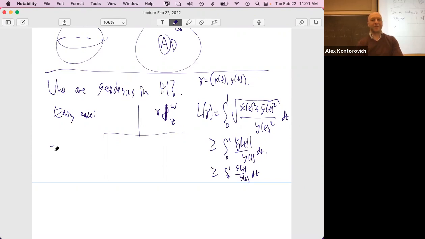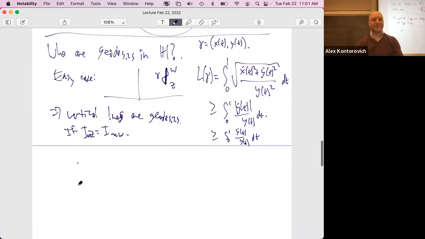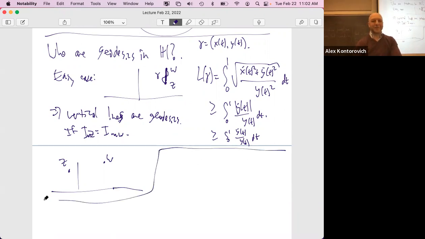So vertical lines are geodesics if z and w have the same imaginary part. And what about if not? If not, find the fractional linear transformation. Then we actually have to do something. And the thing that we have to do is to observe.